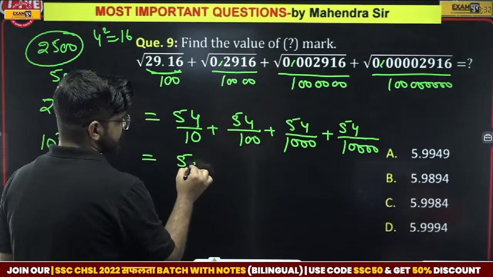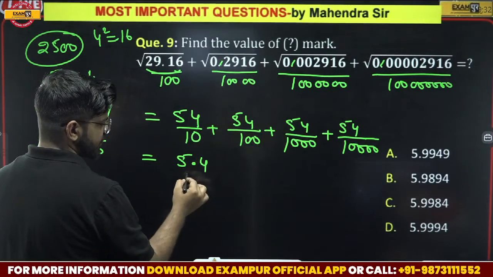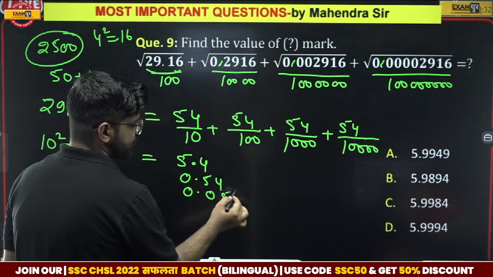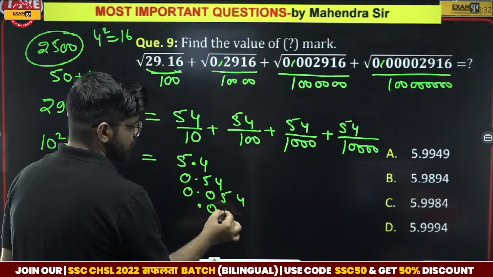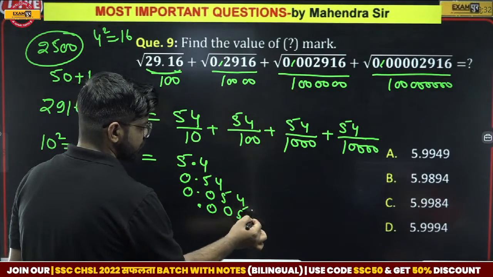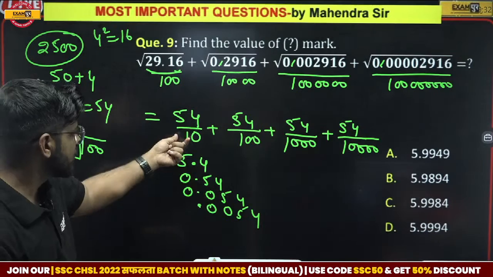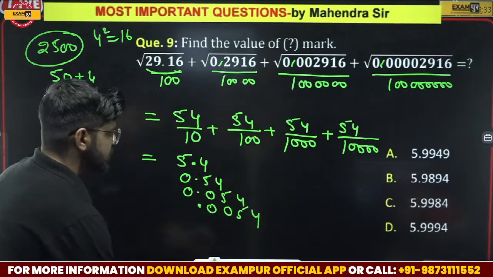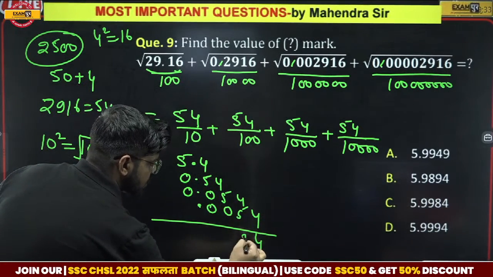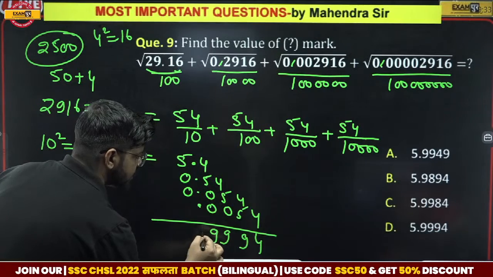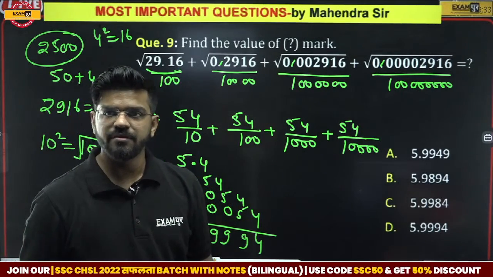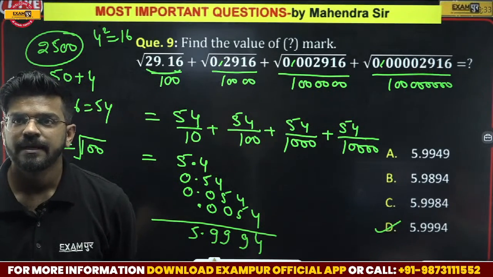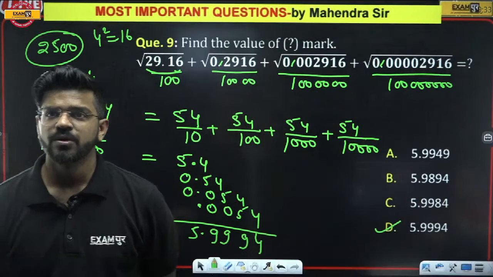So 54, that means 5.4 here, 0.54, and here 0.54, and 0.0054. Okay, so this is how we will get here. Adding these, we get 5.994. 5.994 will be my right answer. Option number D. Yes or no? Clear? Sam, absolutely correct. Shreya, hi, hello.